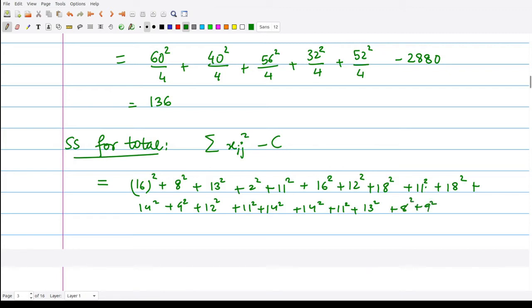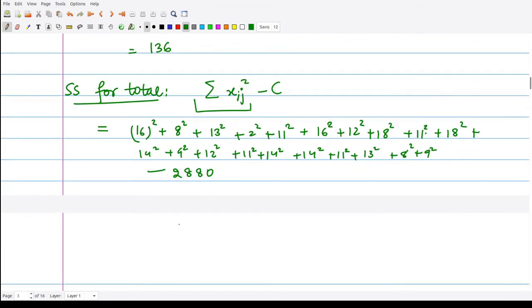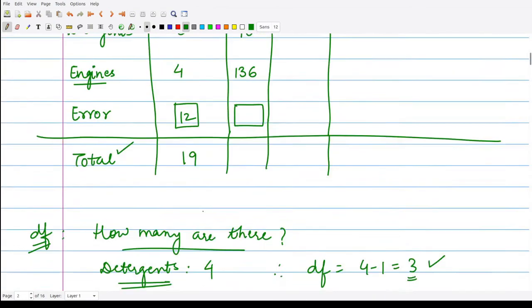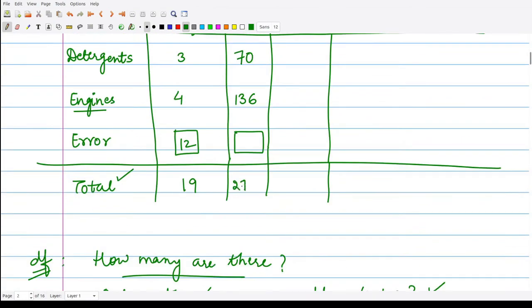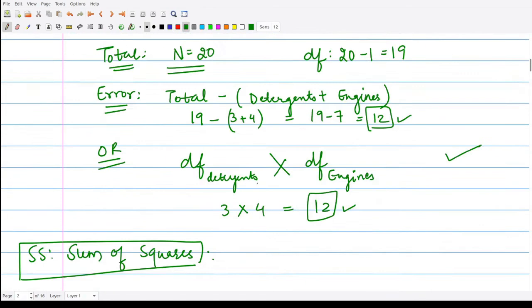So these are all these values minus the value of C, and C's value is 2880. So when you solve this, obviously you will use a calculator. When you solve this value, it comes out to be 272. So we'll write this value into our table. So it's 272.